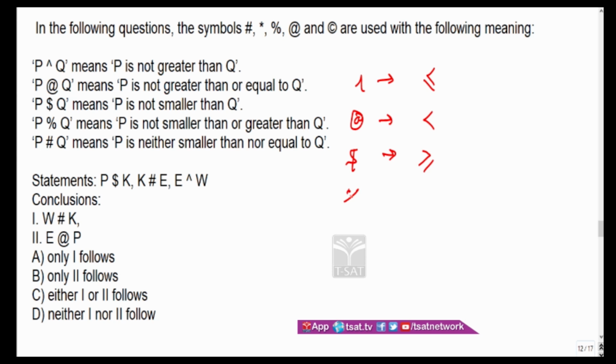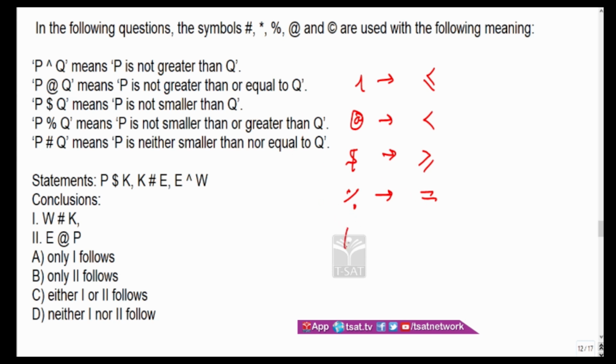Next we have the percent symbol. This percent symbol represents P is not smaller than or greater than Q. So it is neither smaller nor greater. So directly I can write P is equal to Q. He is saying that P is neither smaller than nor greater than Q means P is equal to Q.